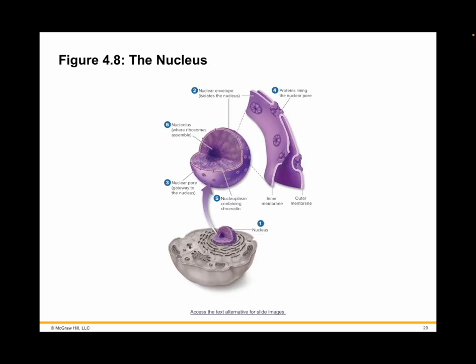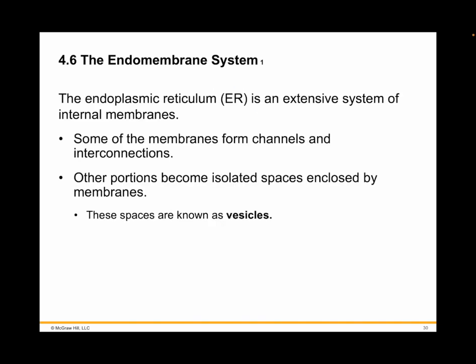The endomembrane system is next. We'll begin with the endoplasmic reticulum. The extensive system of internal membranes is called the endoplasmic reticulum, often abbreviated as ER. Looking at the sheets of the membrane weaving through the interior of the cell, you can see how the ER got its name. Please see figure 4.9 on page 76.